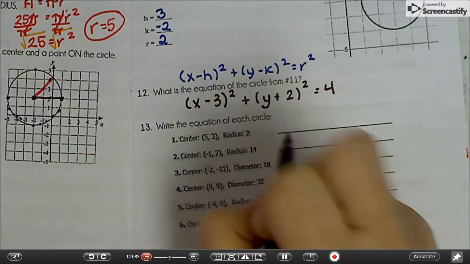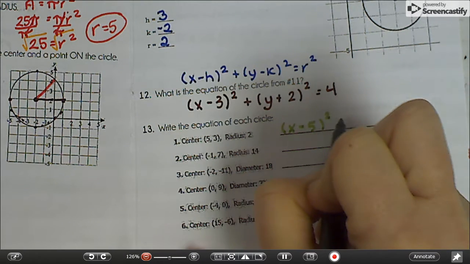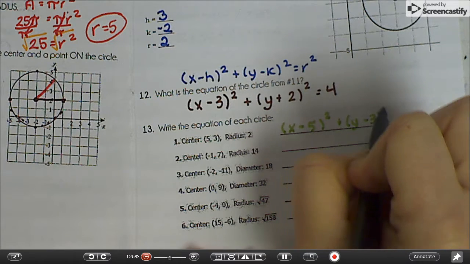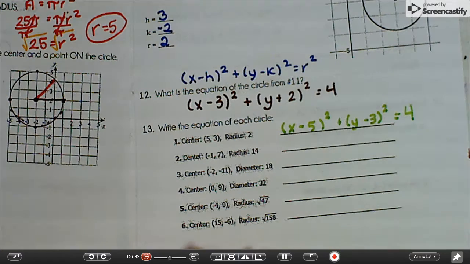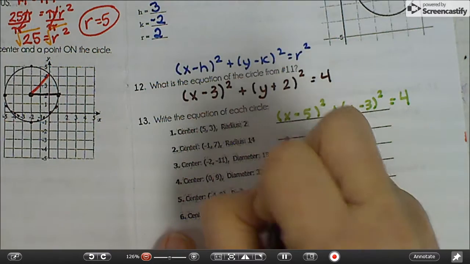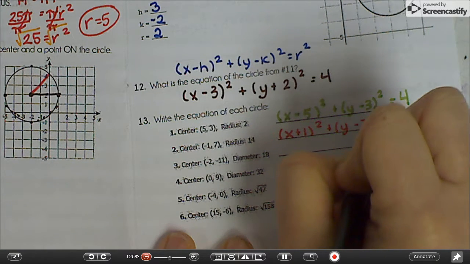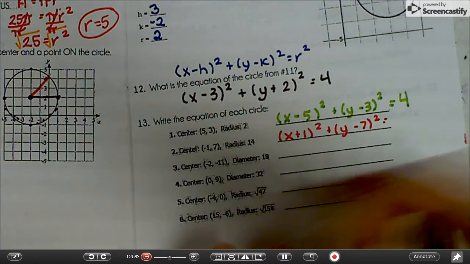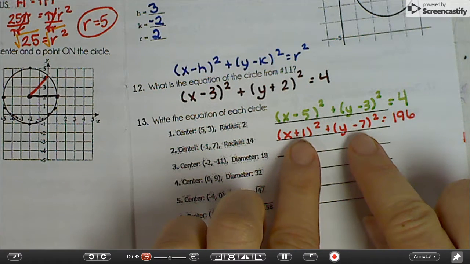All right, so we have the center and the radius: (x - 5)² + (y - 3)² = the radius, 2², squared. All right, pause the video, write the next one, unpause the video, and check. Good. Did you get it right? Make sure these signs are right. That's really important.